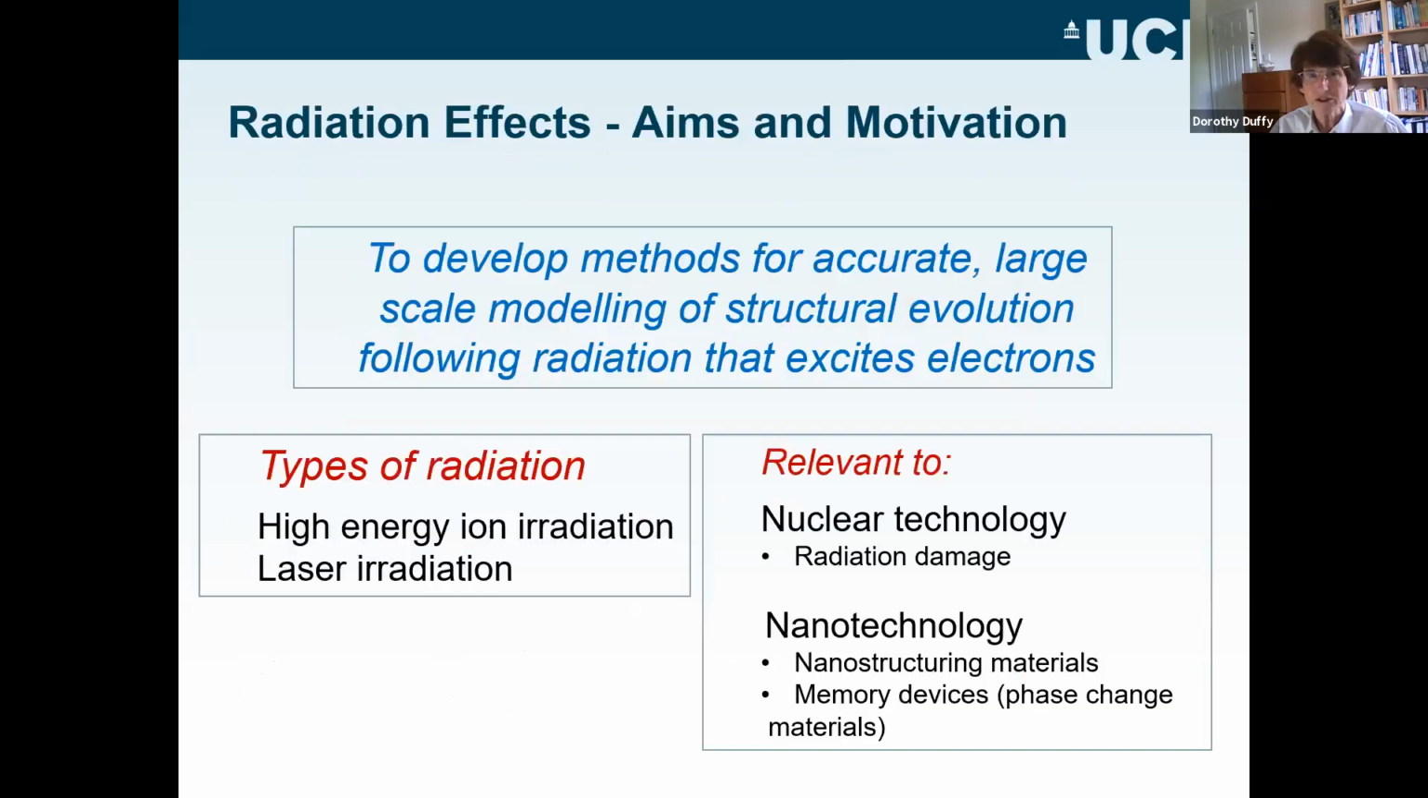I'm going to talk about my other interest today, which is basically modeling radiation effects in solids. I've had this long-term aim that I'd like to develop and apply methods for accurate and large-scale modeling of the structural evolution of materials following radiation that excites electrons. Originally I was concerned about radiation damage for nuclear materials, but more recently it's become clear that this is actually relevant to nanotechnology in terms of nanostructured materials or even phase change materials for memory devices. And the types of radiation that excite these electrons are very high energy ion radiation and laser radiation.